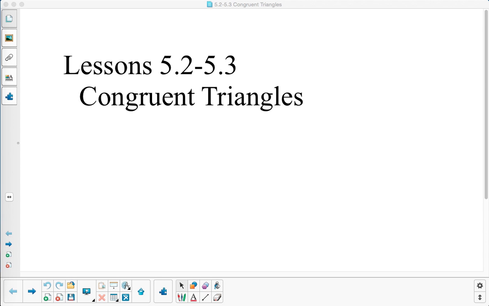Today's lesson is sections 5.2 and 5.3. It's about congruent triangles. Now, in order to do this well, the substitute's going to need to pause the presentation at certain times, especially when the students need to take down some notes, so that they will have time to write it and then start it up again.